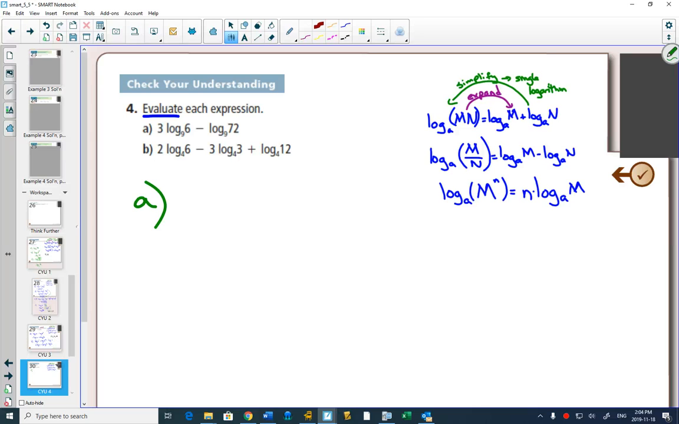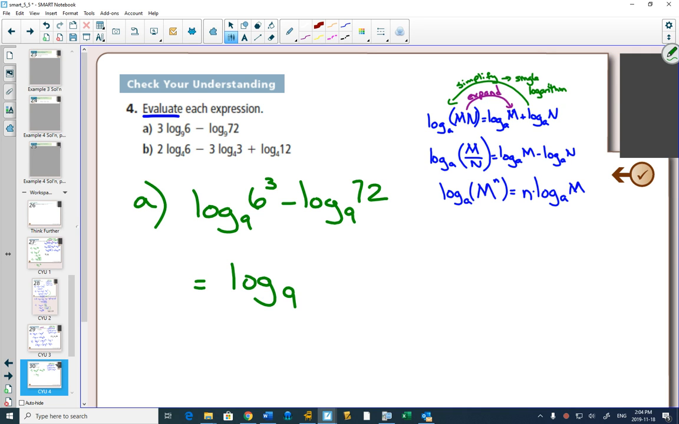So first of all, I can put that 3 in as an exponent, and then subtracting is the same as dividing.